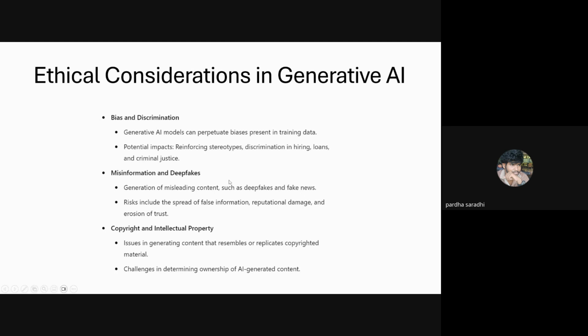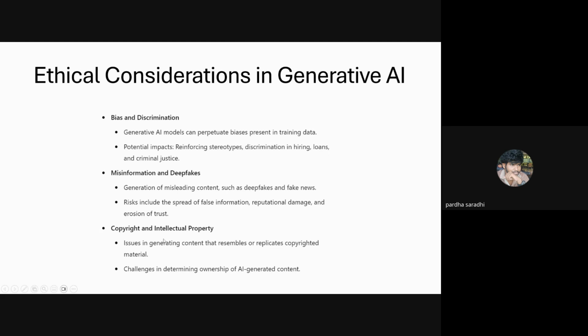Risks include the spread of false information, reputation damage, and loss of trust. So maybe in the near future, if someone has a criminal allegation, it will be very hard to prove whether the document is true or not, the voice is true or not, the image and video context is true or not. So there will be too many trusted and non-trusted content issues coming into the picture in the judiciary.